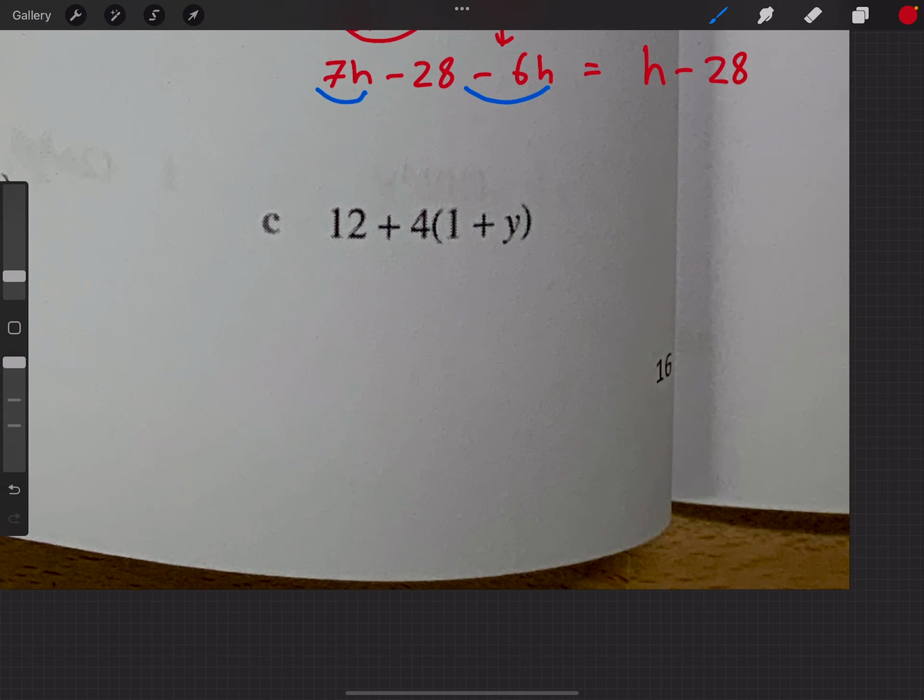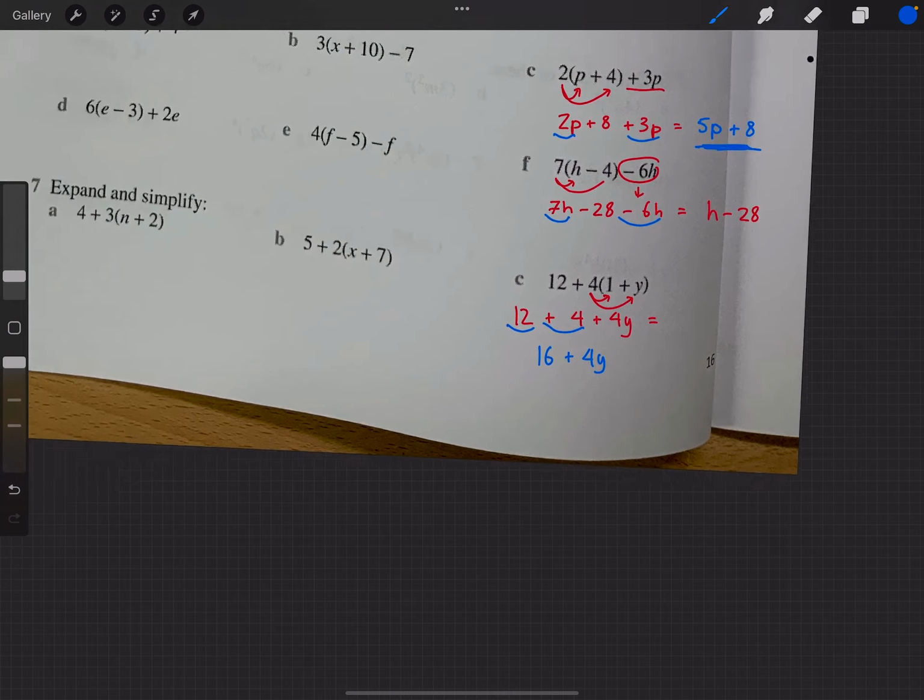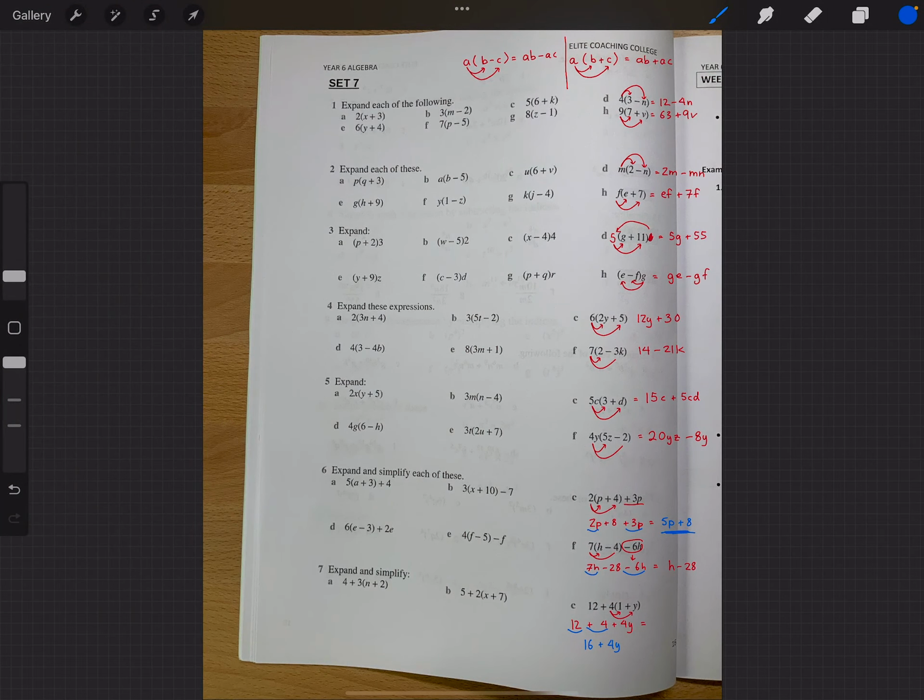Alright, question C. Let's put the 12 in the front there because that's where we started with a 12. Now we expand this part here. 4 times 1 is just 4. And then 4 times plus y is plus 4y. Now we simplify. Well, what can we add? The numbers can add up because they're like terms. So we have 12 plus 4, and that'll give me 16. And then you add the 4y, and that's the answer. Alright. The rest should be pretty similar, so you can do the rest on your own.